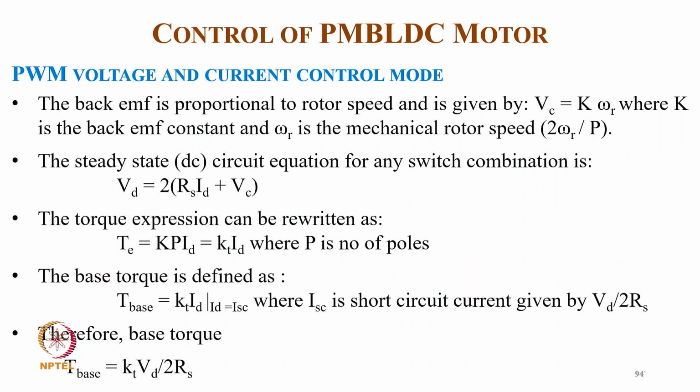Now the back EMF is proportional to the rotor speed, which is given as Vc equal to K omega r, where K is the back EMF constant and omega r is the mechanical speed in radians per second, 2 omega r upon P. The steady state DC circuit equation for any switch combination is Vd equal to 2 Rs Id plus Vc, and the torque expression can be written as T equal to K Id equal to KT Id, where P is the number of poles. The base torque is defined as T base equal to KT Id at Id equal to Isc, where Isc is the short circuit current given by Vd upon 2Rs. Therefore, the base torque is T base equal to Vd KT by 2Rs.